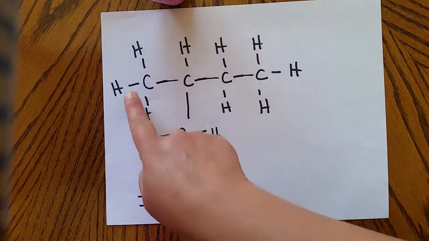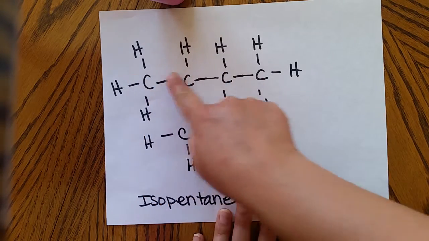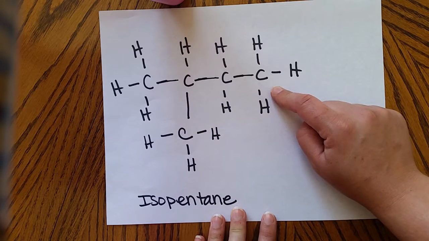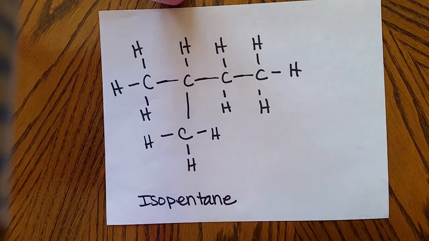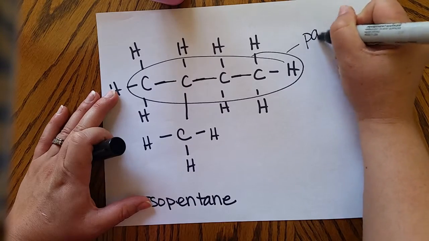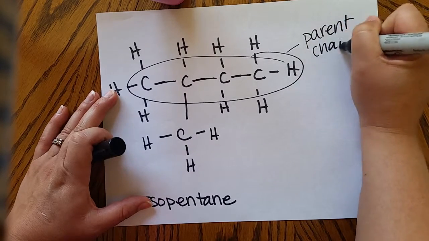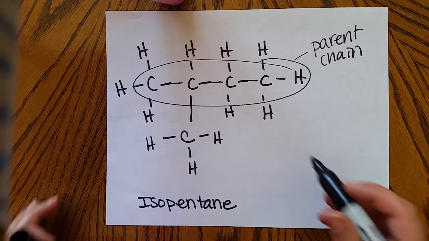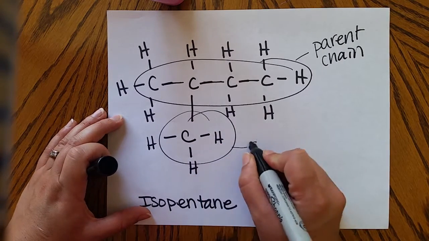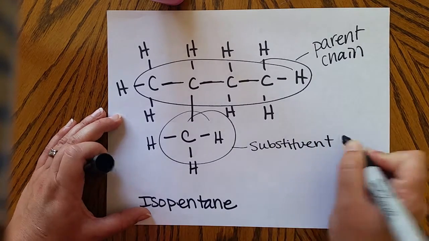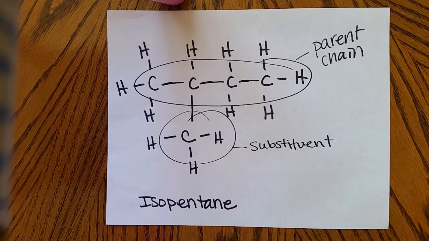Notice here that I have 1, 2, 3, 4 carbons all in a row. You can tell it's an alkane because it's all single bonds. But you see how this guy is sticking off to the side? This part here is called my parent chain, and it is my longest chain of connected carbons. Anything sticking off of the parent chain is called a substituent. That's the branch sticking off.